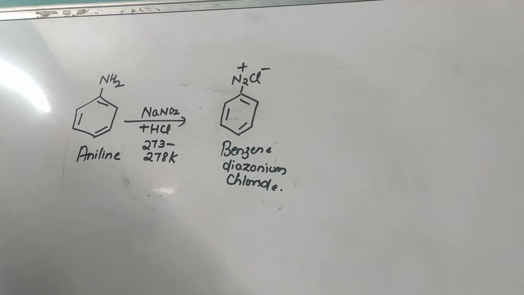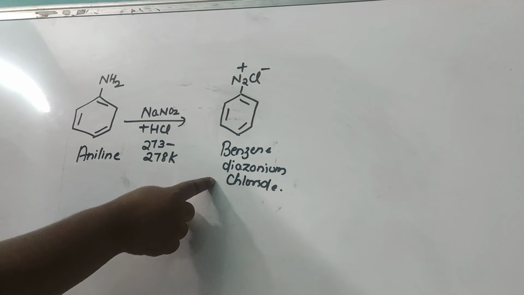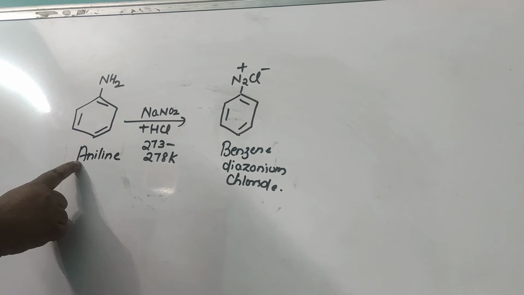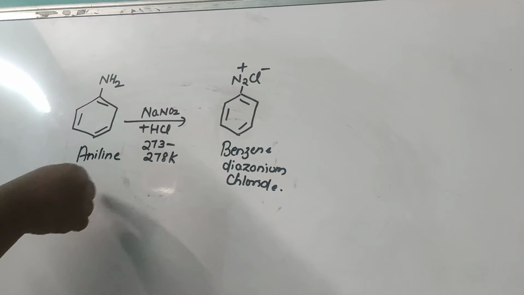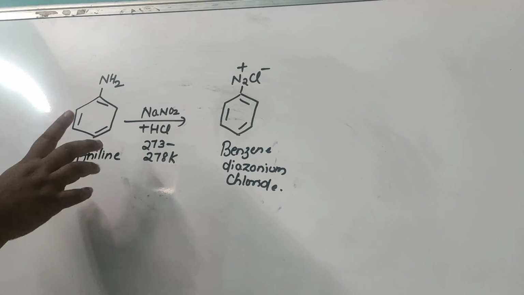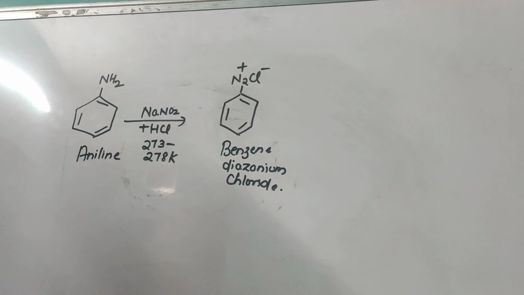So we'll read the first statement again. A diazonium salt is formed by treating an aromatic primary amine, that is aniline, with nitrous acid. What is nitrous acid? NaNO2 plus HCl. At what temperature? 273 to 278 Kelvin.